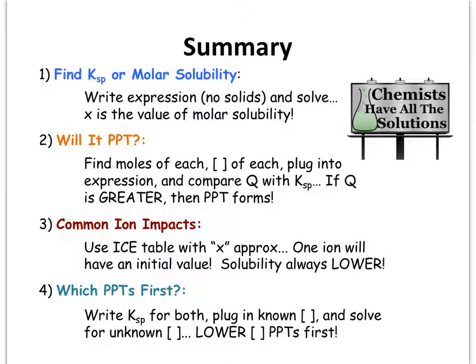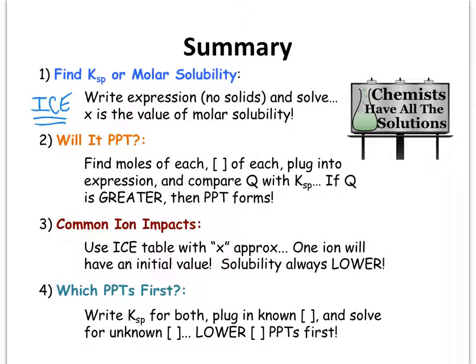So just a recap here of the different problem types that we could see. You could be asked to find the KSP or molar solubility. That's where you use an ice table. Very important to figure out here which ones you actually use ice tables for. You use an ice table for this. You don't include your solids in the actual ice table calculations. And when you solve for X, X is the value of the molar solubility.